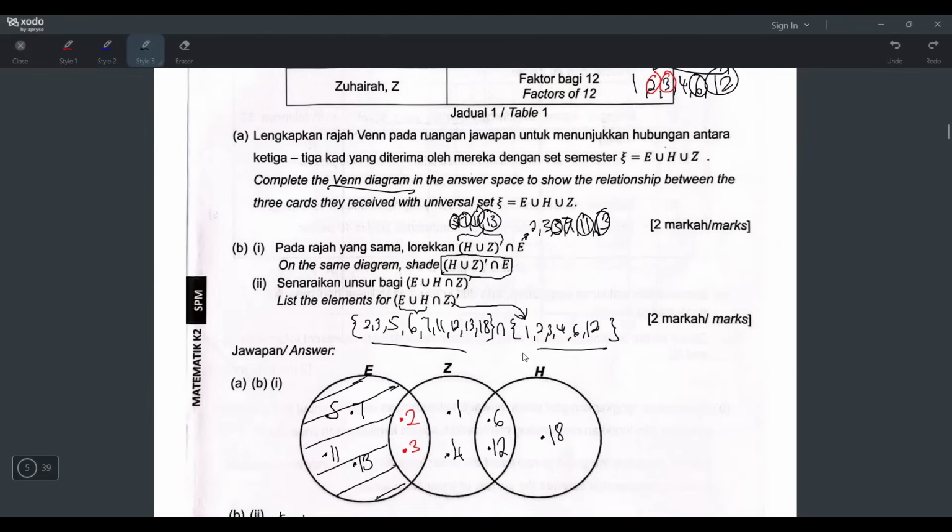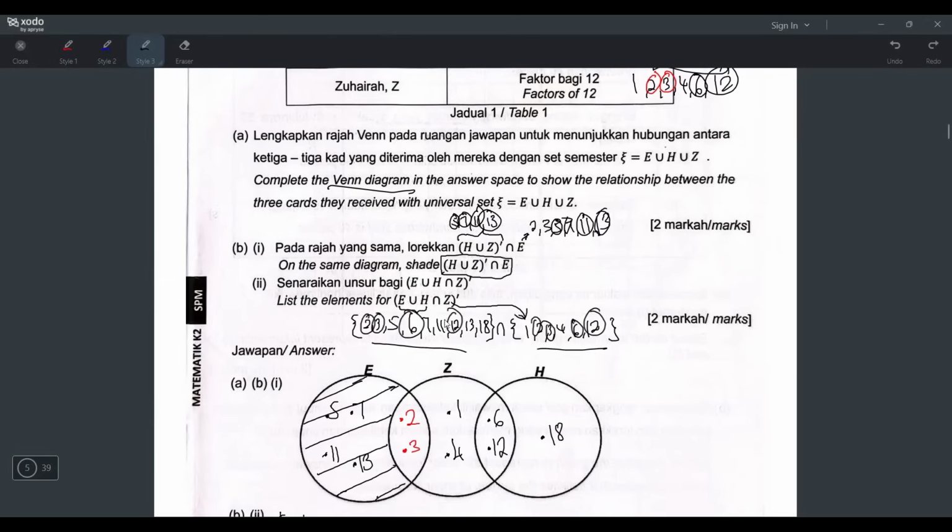Intersect means ambil yang overlap. Ambil yang dua-dua set ni ada. So apa yang dua-dua ada, kita check lah. 2, 3. Ya, 2, 3. Siapa yang dua-dua ada? 4 tak ada. 6, yes. 12 also yes.